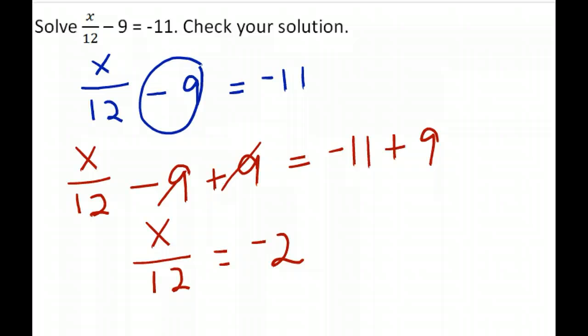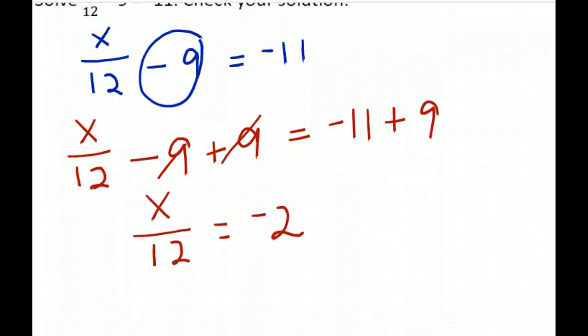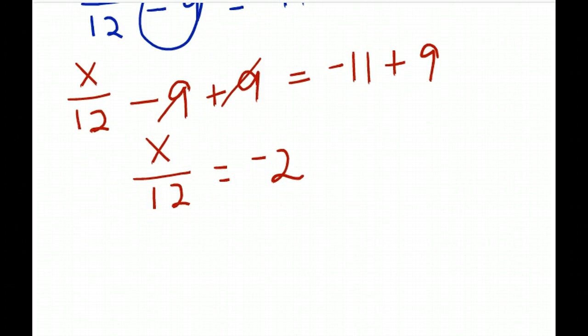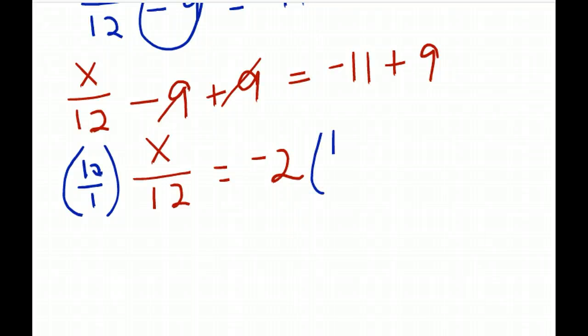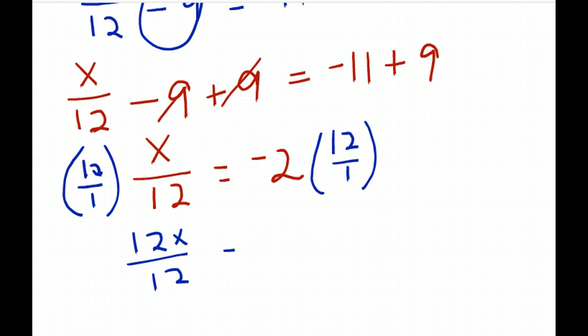All right, we still haven't finished our problem, so we look at the side with the variable. It's x over 12. So I'm going to multiply it by 12 over 1. Oh, I figured out what the problem was. I put negative 9 on this. That's 12 over 1. Okay, so that gives us 12x over 12. Negative 2 times 12 would be negative 24 over 1.